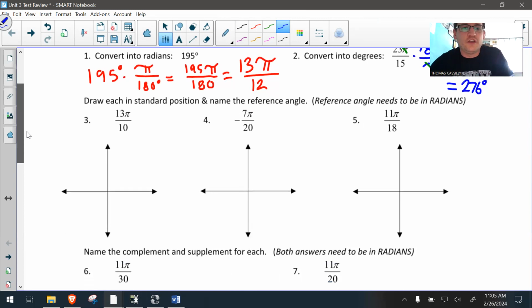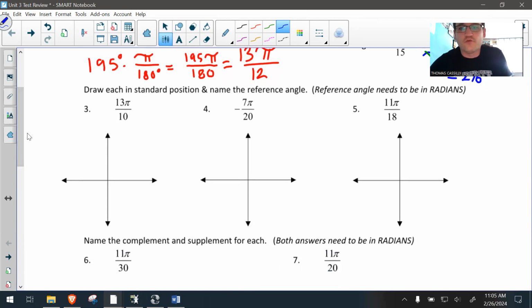Now, draw each in standard position and name the reference angle. Reference angles need to be in radians. All right, so 13 pi over 10. So just to recap, we're going to start with 0, and then 1/2 of a rotation is just 1 pi. All right, 2 half rotations, or 1 full rotation, is 2 pi. So up top, we're going to have pi over 2, and then downstairs, we're going to have 3 pi over 2. So now these radians, if you're good with your fractions, they should come naturally.